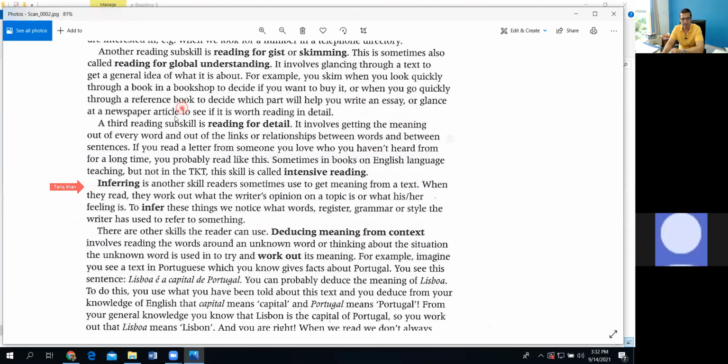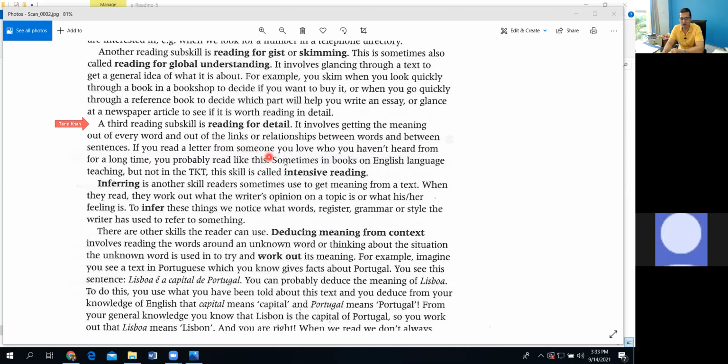Third, a third reading sub-skill is reading for detail. It involves getting the meaning out of every word and out of the links and relationships between words and between sentences. If you read a letter from someone you love, who you haven't heard from in a long time, you probably read like this. Sometimes in books on English language teaching, but not in the TKT, this skill is called intensive reading. So two things you get, reading for detail or intensive reading.